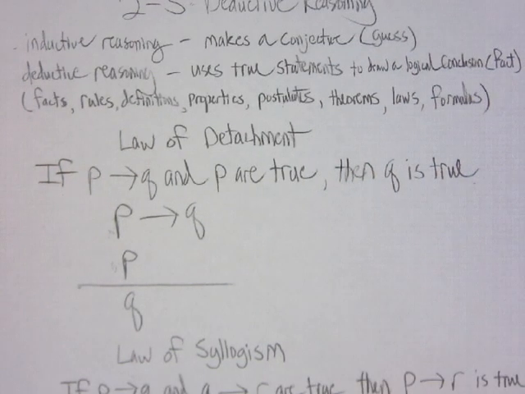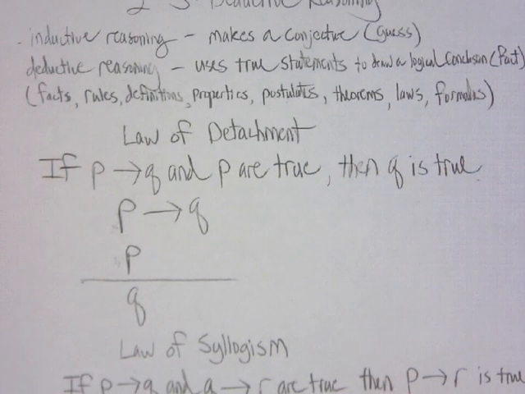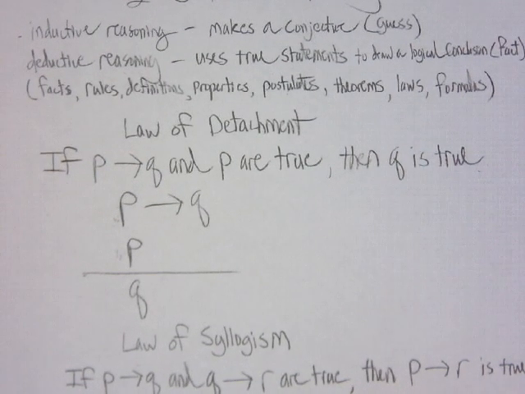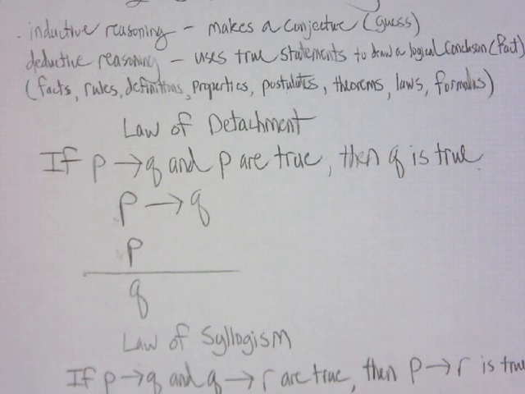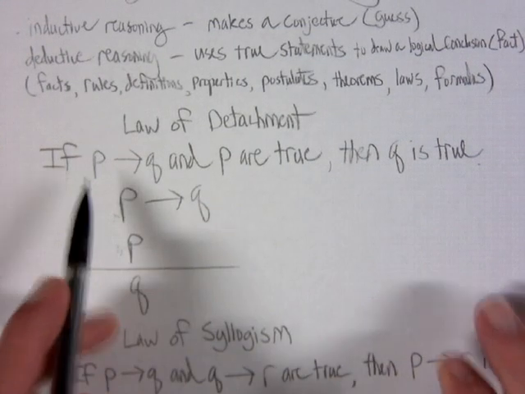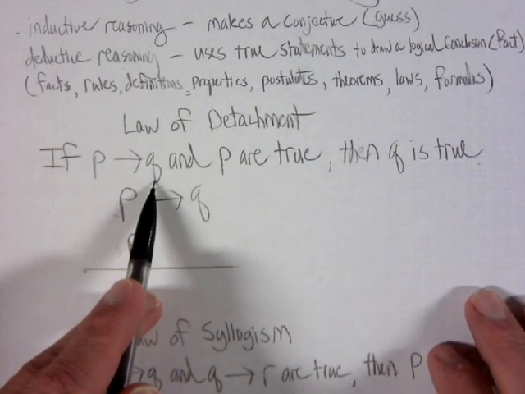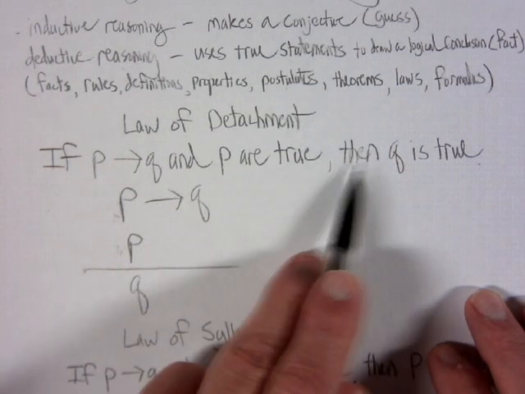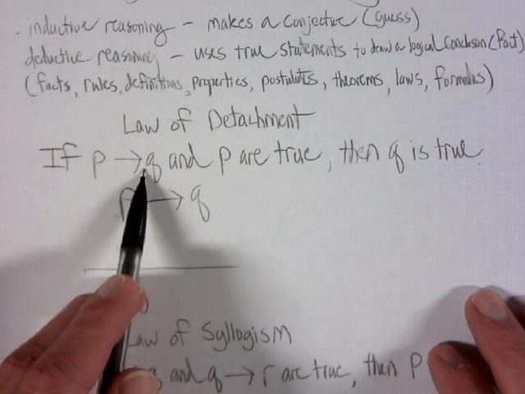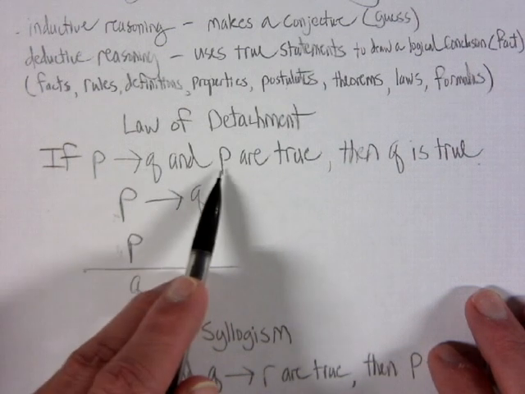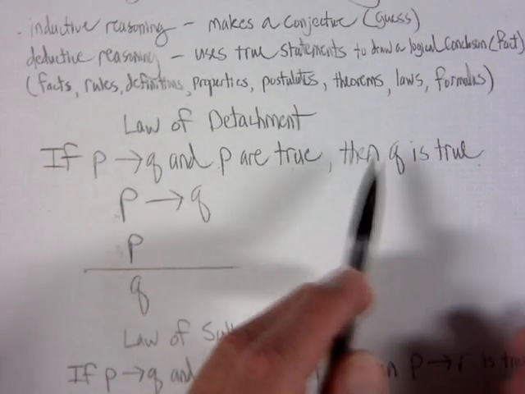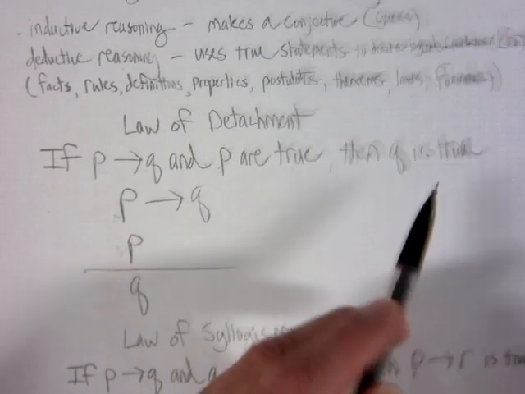All right? So two of those types of statements that are used in deductive reasoning would be the law of detachment and the law of syllogism. Okay, so the law of detachment states this. If P implies Q and P are true, then Q has to be true. So if this conditional statement, if P then Q, is a true statement, and P, the hypothesis part of that statement, is true, then the conclusion is that Q also has to be true.